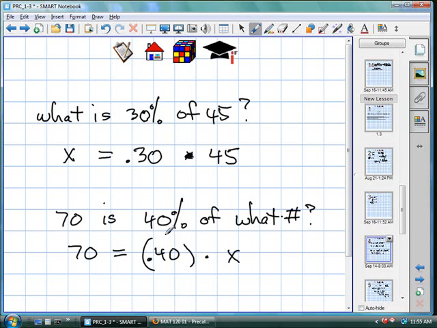Or here's a different one. 70 is 40% of what number? And so this is literally a word-for-word translation. Now, here we do have to do a tiny bit of algebra. What would we have to do to solve for x? Divide both sides by 0.40, and then you'd be off and running. Okay, so this is just giving a hint. When you do word problems, some of them you can actually do word for word. Not all of them.